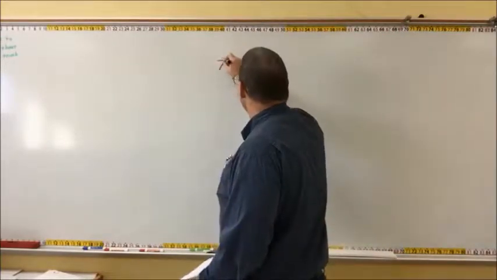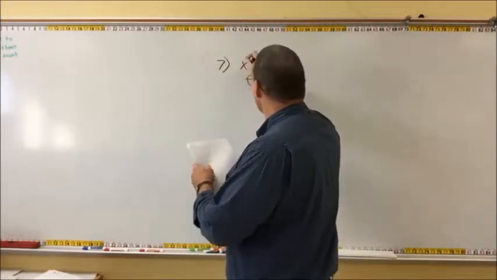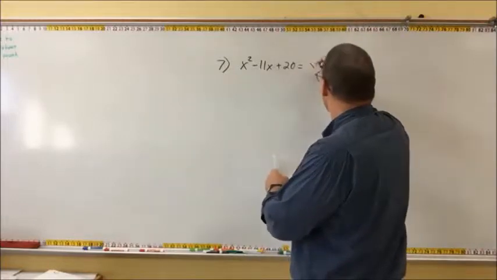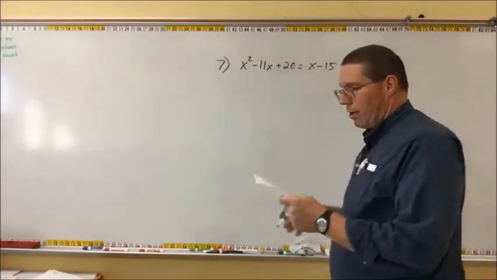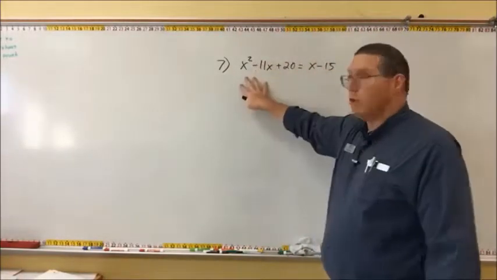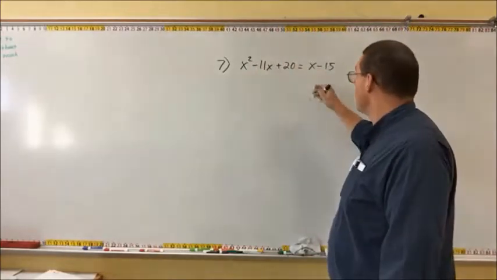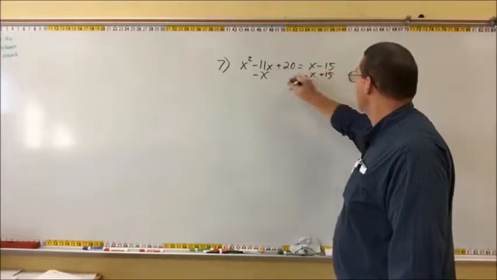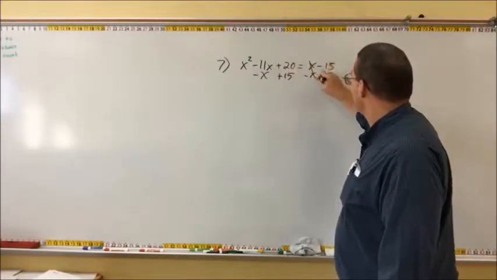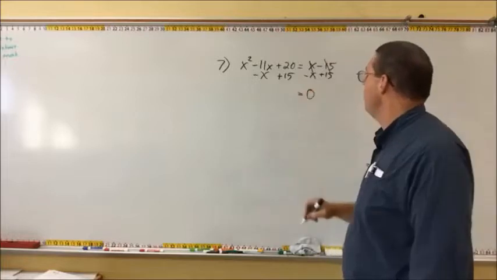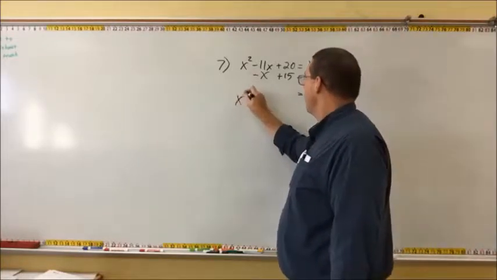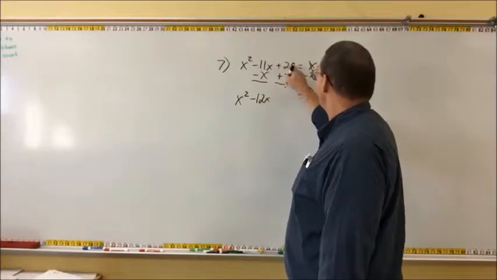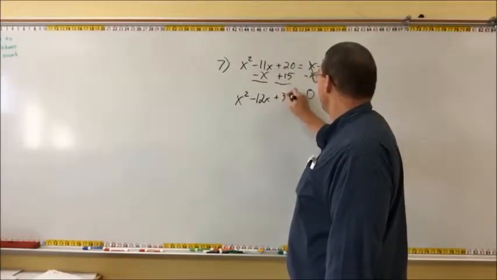Question number 7 says solve, and it's a quadratic. It says x squared minus 11x plus 20 is equal to x minus 15. When I solve a quadratic, I want to move everything to one side and then set it equal to 0. So I'm going to subtract x here, add 15 here, add 15 here. That's going to cancel this side, leaving me with 0. Bring down the x squared. Negative 11x minus x is negative 12x. 20 plus 15 is 35.